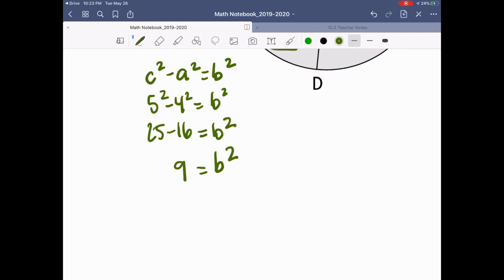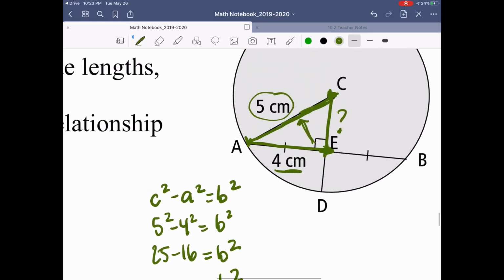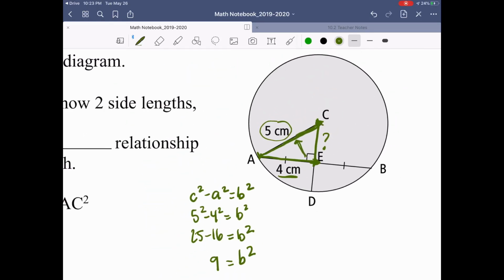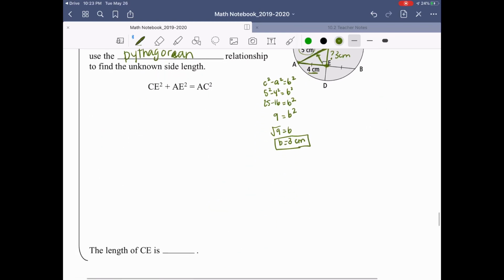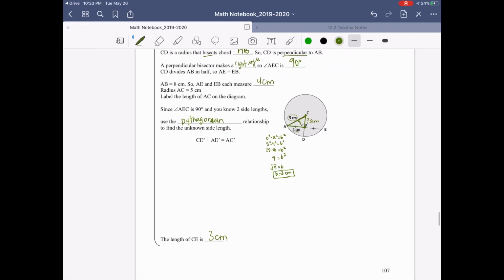And then to get B by itself, you have to square root it. And that means that the side B is equal to 3 centimeters. Okay? And the side B is the one we're looking for, which is CE. So it's 3 centimeters. Okay? So the length of CE is 3 centimeters.